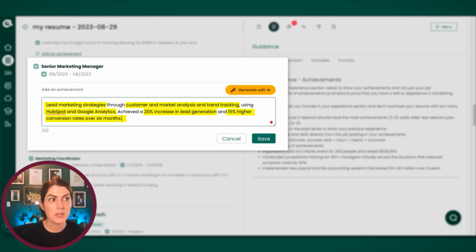So in 6 months, by using customer and market analysis and trend tracking with Google Analytics and HubSpot, we were able to achieve a 20% increase in lead generation and a 15% higher conversion rate. It definitely puts it all into perspective on how you implemented marketing best practices to build successful strategies. And this will show far more impact for hiring teams to understand the depth and scope of your knowledge.